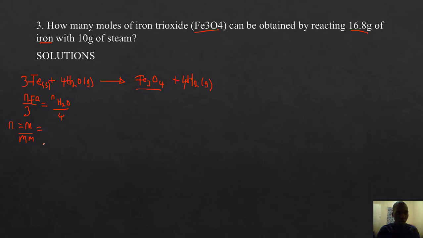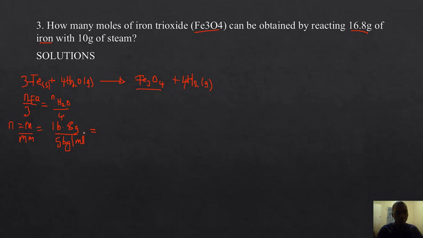If we are finding for iron, since they've given us that it's 16.8 grams, so for iron we know it's 16.8 grams divided by, we can check our periodic table. I have a soft copy periodic table with me here, so let me just check. Iron actually has 56 grams per mole. So this is 56 grams per mole. So we work that one out.